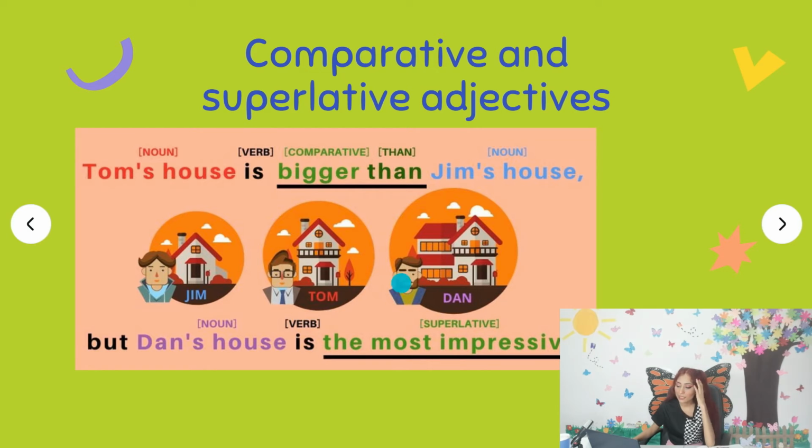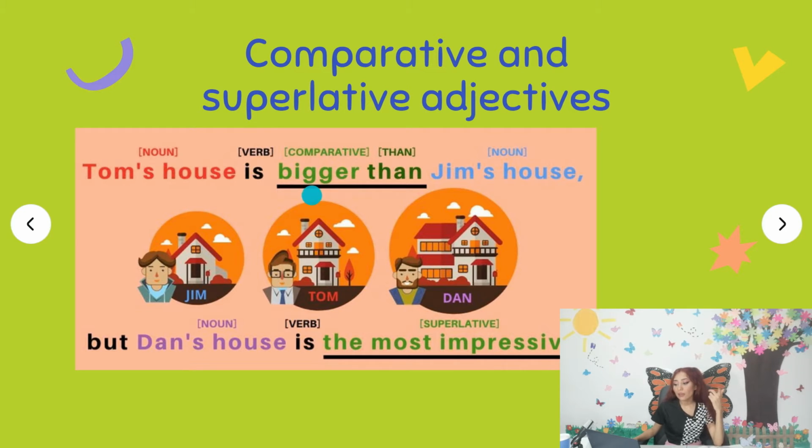So as you can see in here, I have an example for you. This is Jim, Tom, and Dan, okay? This is Jim's house, and it's big, okay? It's a normal house. But I can say that Tom's house is bigger than Jim's house, okay? Tom's house is bigger than Jim's house.